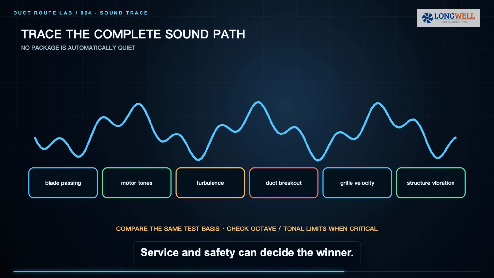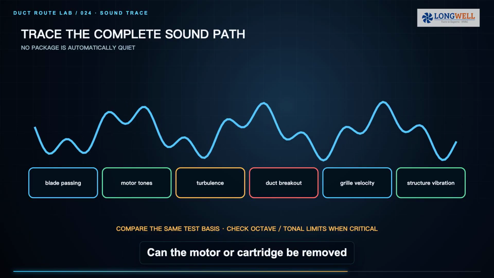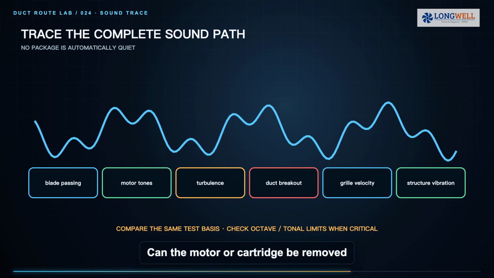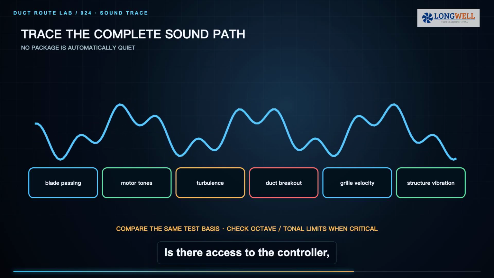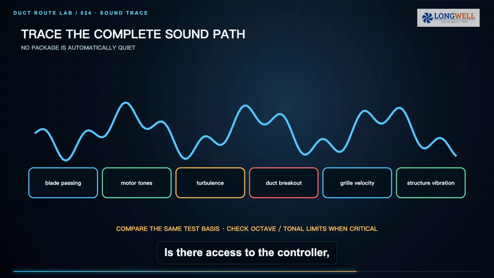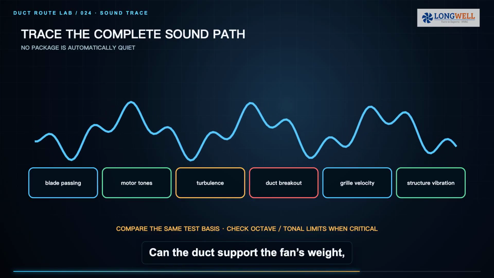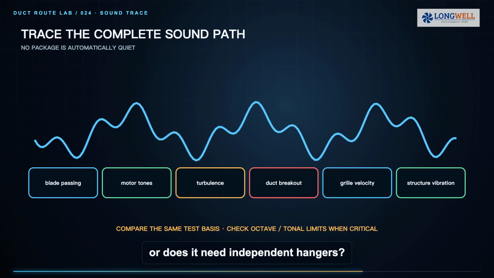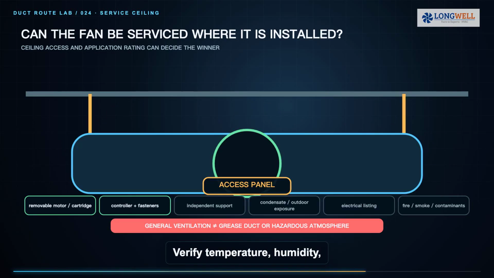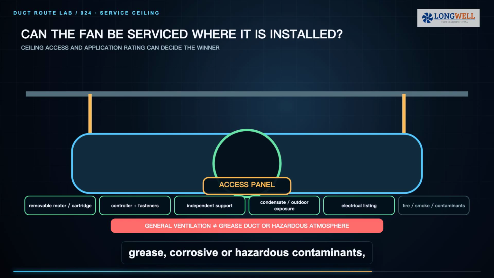Service and safety can decide the winner. Can the motor or cartridge be removed without dismantling the sealing? Is there access to the controller, filter, and fasteners? Can the duct support the fan's weight, or does it need independent hangers? Verify temperature, humidity, condensate, outdoor exposure, grease, corrosive or hazardous contaminants, electrical listing, fire and smoke requirements. A general ventilation fan must not be assumed suitable for a kitchen grease duct or hazardous atmosphere.